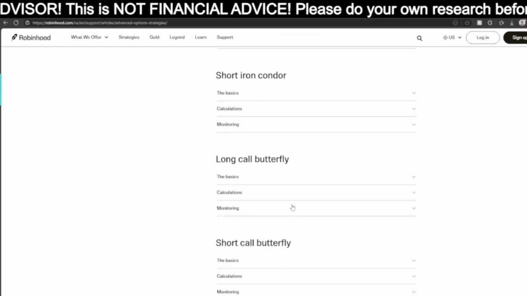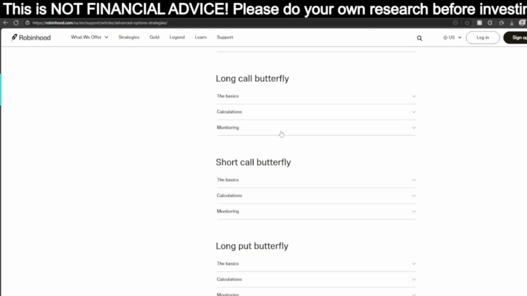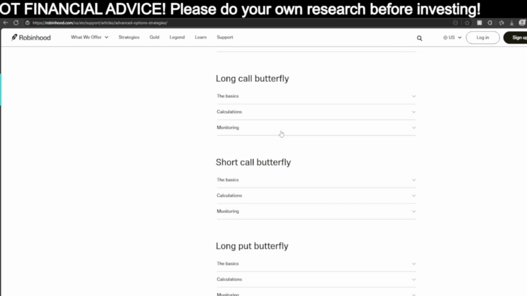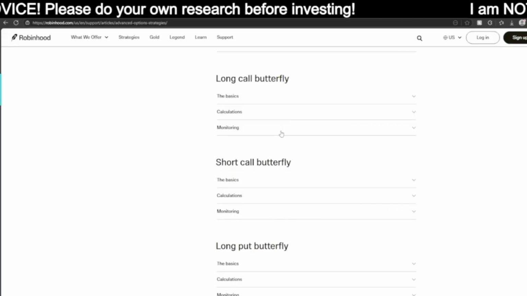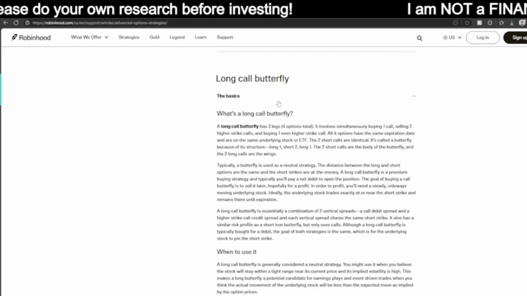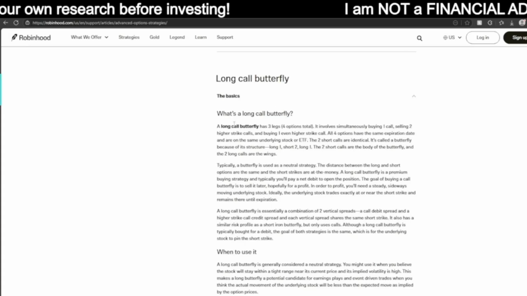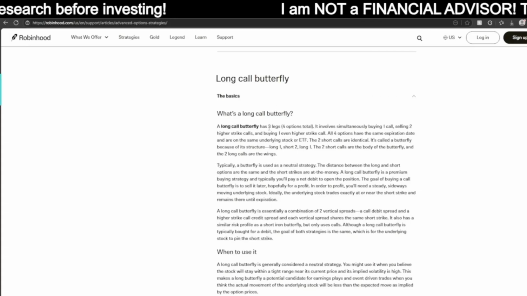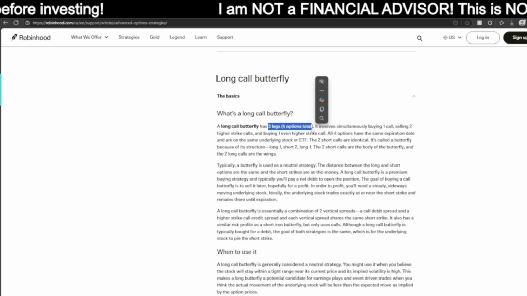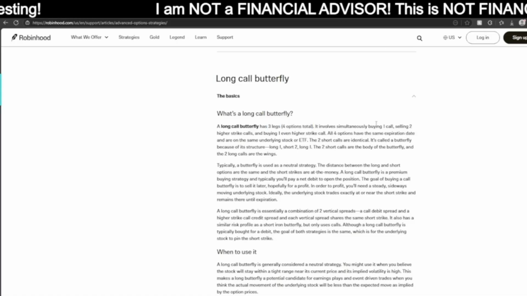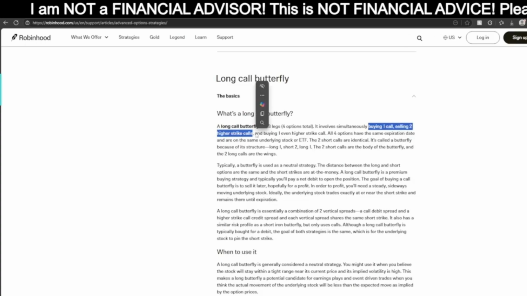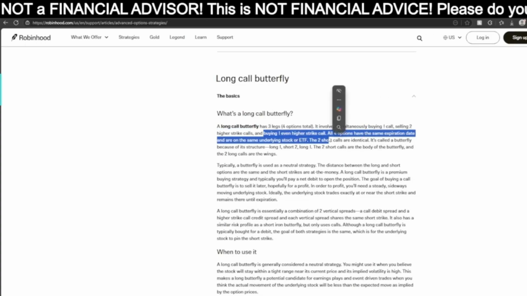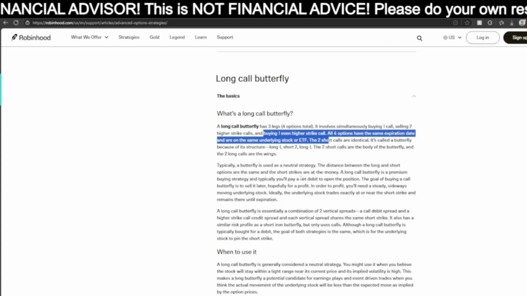Now, the last one to talk about is the butterfly. The butterfly is basically a 4-legged option strategy, but it does involve something that's a little bit different. A long call butterfly, if you're focusing on just call options, which makes a lot of sense, has 3 legs, but it's 4 options in total. You're going to buy 1 call, sell 2 higher strike calls, and then buy 1 even higher strike call.